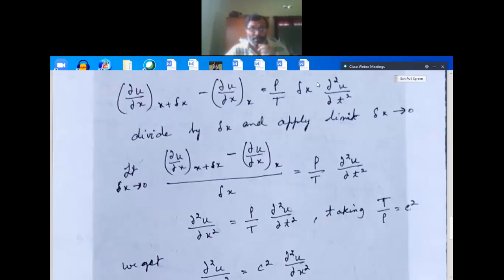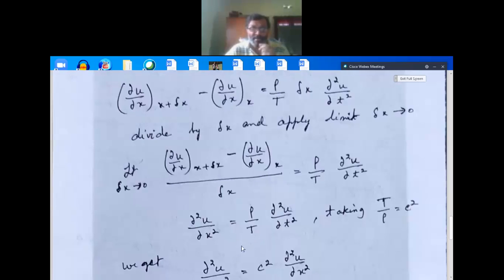Now this will be dou squared u by dou x squared, because it is already dou u by dou x, and again we use the formula of differentiation, the formula of differentiability you studied at PU level. Limit delta x tends to 0, f of x plus delta x minus f of x divided by delta x is equal to f dash of x. So here the first derivative, dou u by dou x at the point x plus delta x minus dou u by dou x at the point x, divided by delta x, with limit delta x tends to 0, will be dou squared u by dou x squared equals rho by t dou squared u by dou t squared.